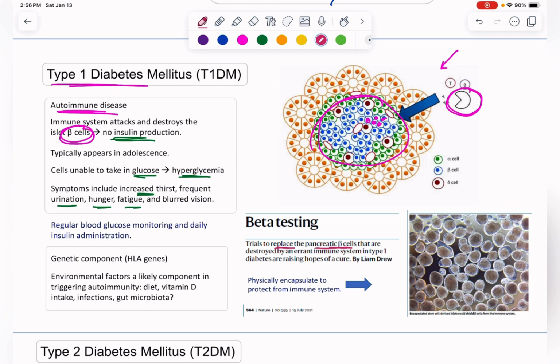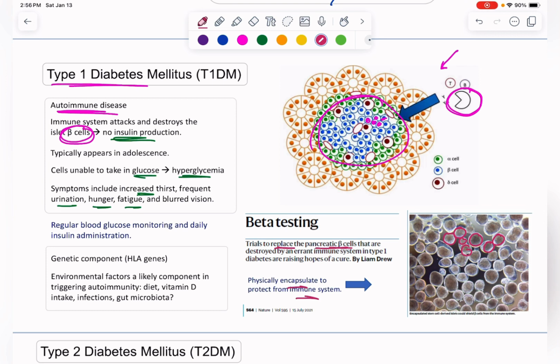And what they're doing is they're actually coating these beta cells with some form of encapsulation to protect them from the immune system. Because if you're injecting beta cells from somebody else's body, or cells that are derived from somebody else's body, the immune system is going to recognize those as foreign and try to attack them. And so they're physically encapsulating them to protect them from the body's immune system. And this is promising research that would be very beneficial to type 1 diabetics, potentially reversing type 1 diabetes.